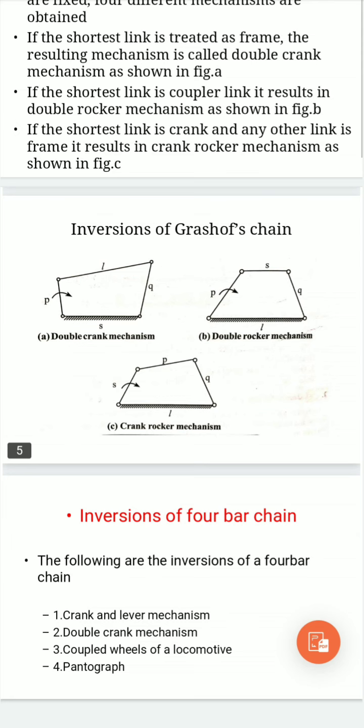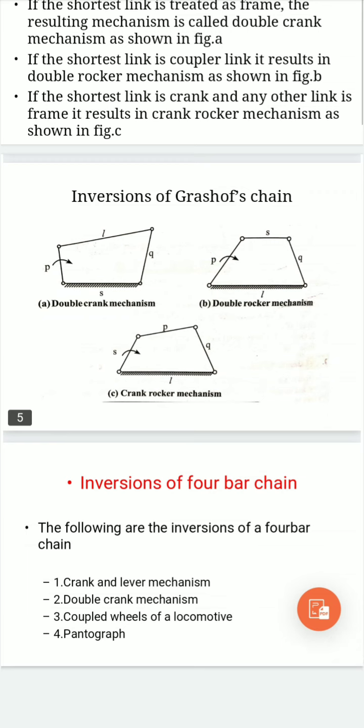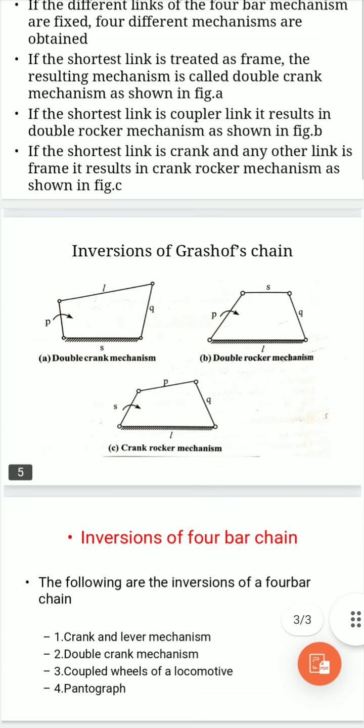Depending upon your functional requirement, you design the system, whether you want rotary to rotary motion, oscillatory to oscillatory motion, or rotary to oscillatory motion. On this basis, inversions of the four-bar chain are classified as crank and slotted lever mechanism, double crank mechanism, coupled wheels of a locomotive, and pantograph. These are the inversions.